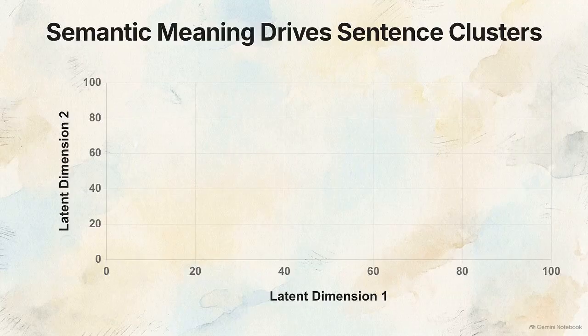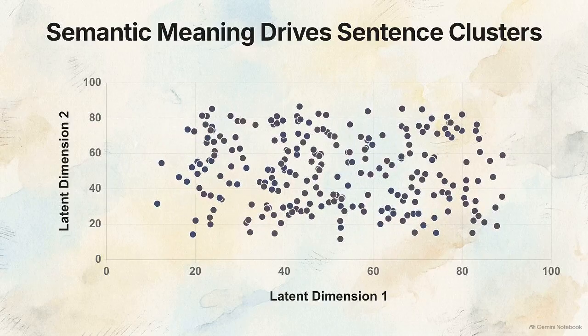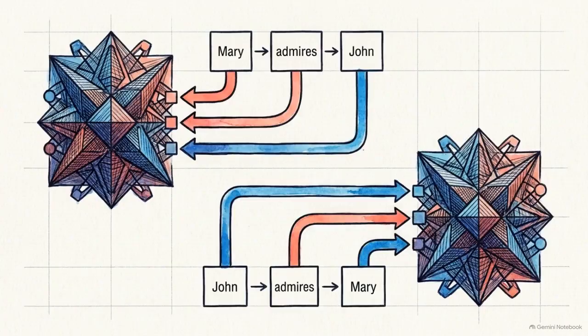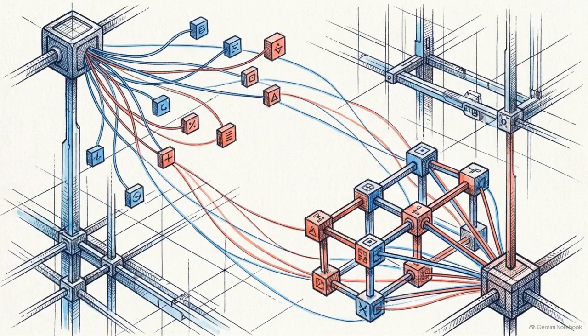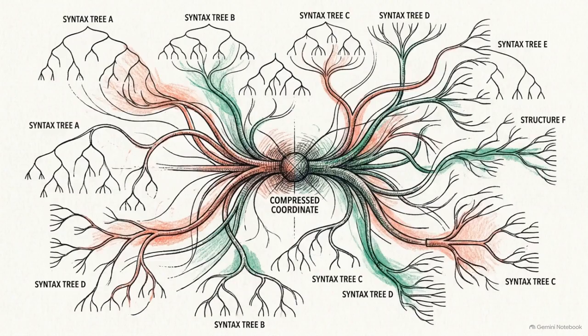A 2D PCA projection of the latent space reveals how the model organizes information. We see clear clusters where sentences with similar semantic meanings are grouped together. The representations are highly sensitive to word order. The sentences "Mary admires John" and "John admires Mary" are mapped to distinct, well-separated points in the space. However, the model is invariant to active versus passive voice. Sentences expressing the same meaning through different grammatical structures map to nearly identical coordinates. This suggests the network discovered a way to represent the underlying thought, independent of the specific syntax used to express it.